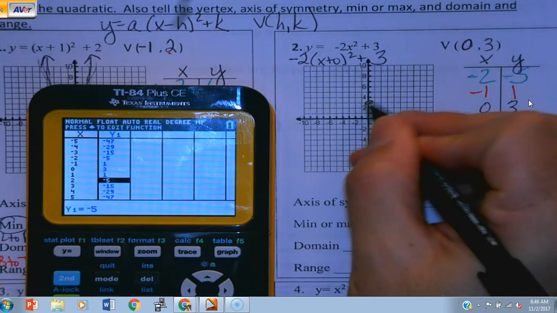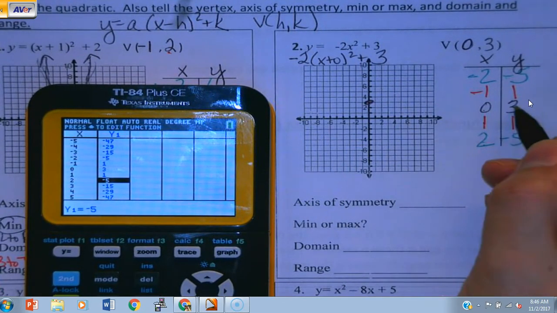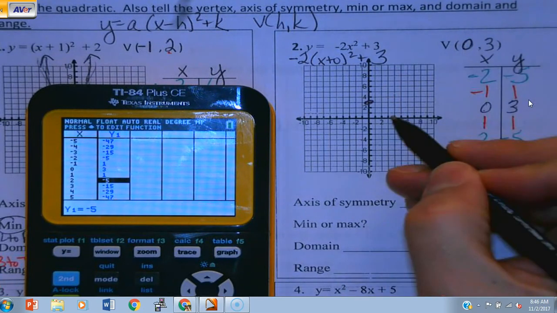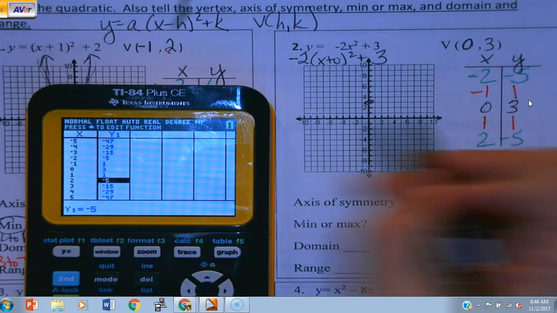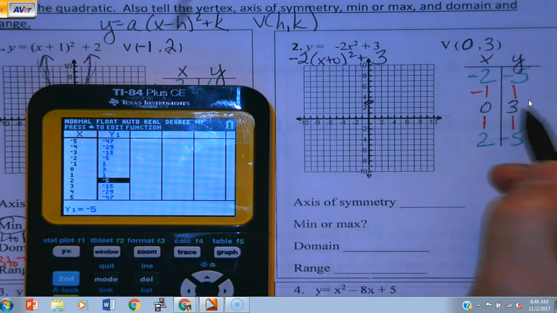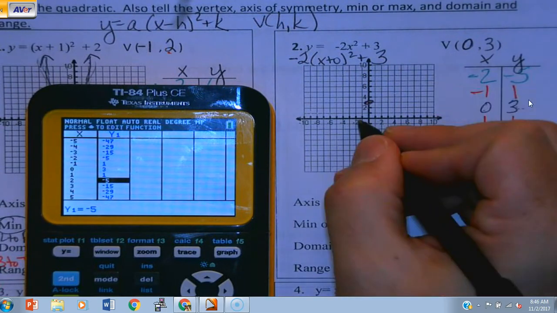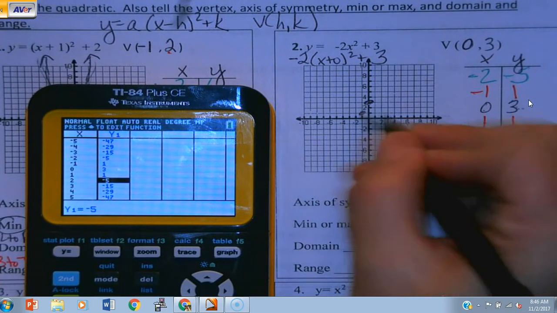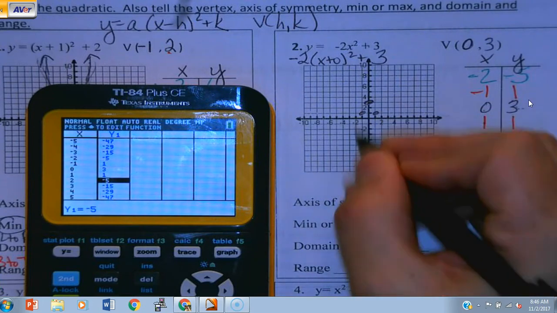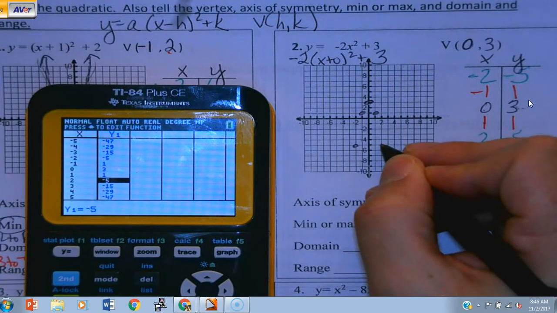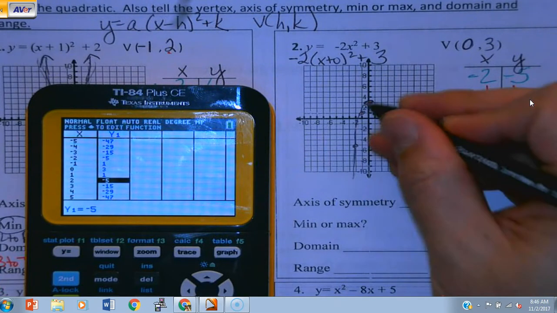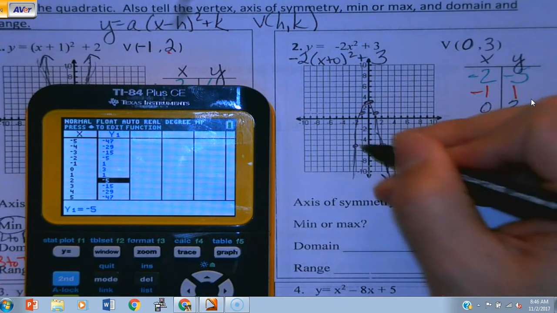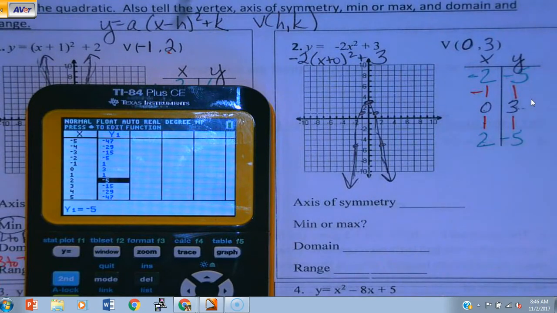And again, x and y values. That's the other thing we've been having some issues with. Some of you will see 0, 3, and you'll plot it over here. You've got to remember, x-axis, how much am I moving left or right? Y value, how much am I moving up or down? Get that in there.